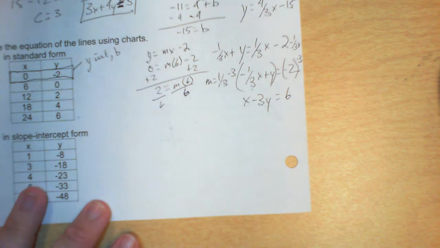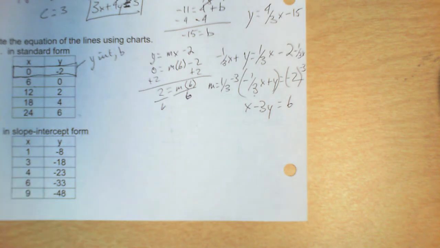Okay? I know standard form is a little bit different. It's not my favorite. It gets messed up if you don't simplify the slope because I forgot to simplify. I had 2/6 and I didn't simplify to 1/3, so then I ended up getting 2x minus 6y equals 12. So it's not the same as x minus 3y equals.